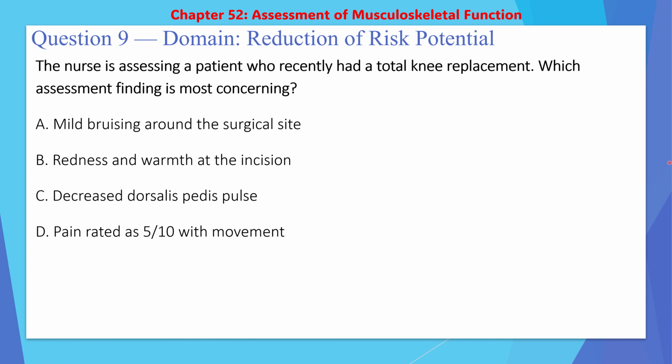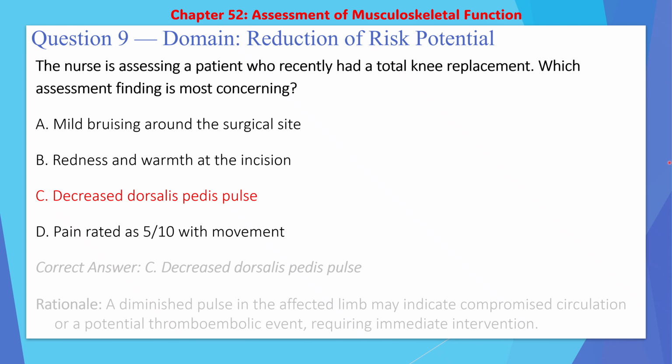Next question. NCLEX domain, reduction of risk potential. The nurse is assessing a patient who recently had a total knee replacement. Which assessment finding is most concerning? A, mild bruising around the surgical site. B, redness and warmth at the incision. C, decreased dorsalis pedis pulse. D, pain rated as 5 out of 10 with movement.